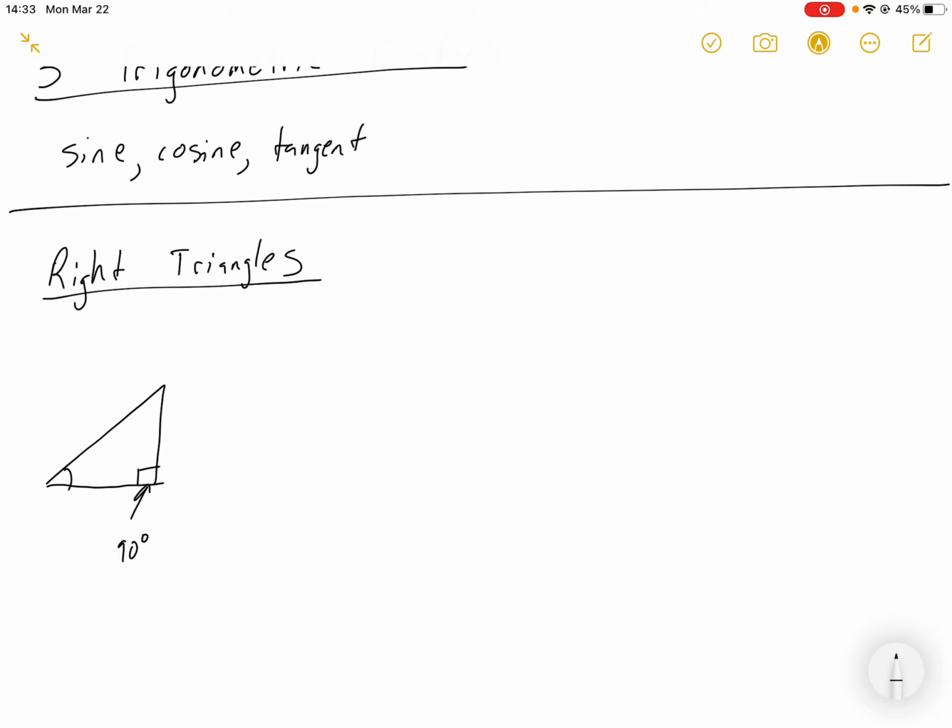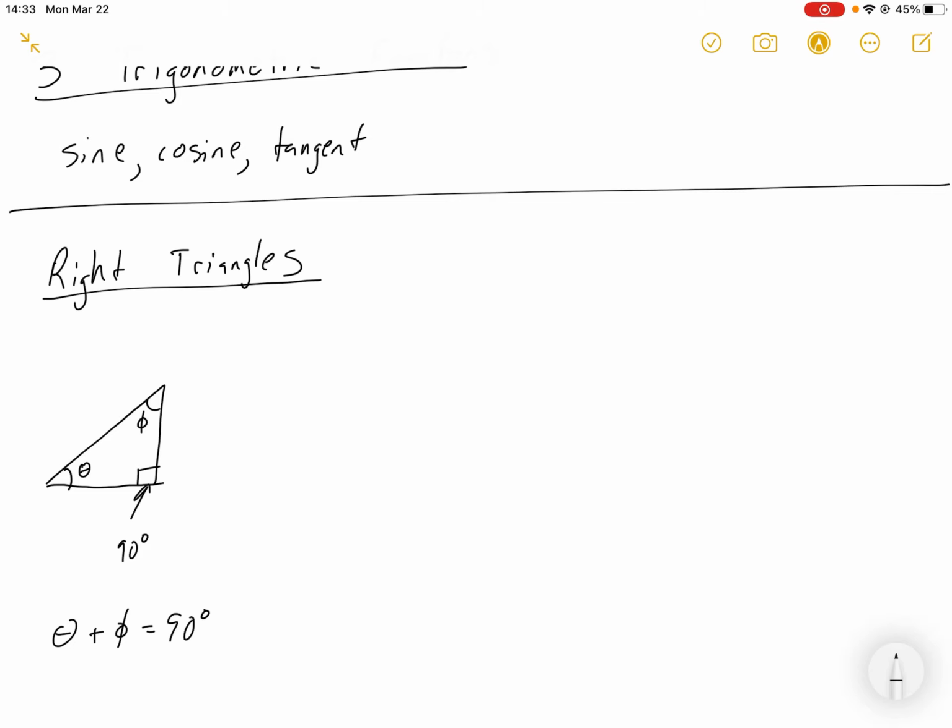And then we have an angle over here. I'll call this one theta. And then we also have an angle up here. I'll call this one phi. And it's important to note in this triangle that theta plus phi will also be 90 because the angles all have to add up to 180 degrees.